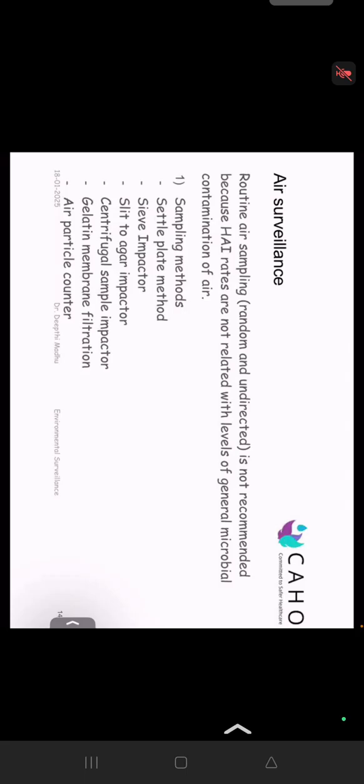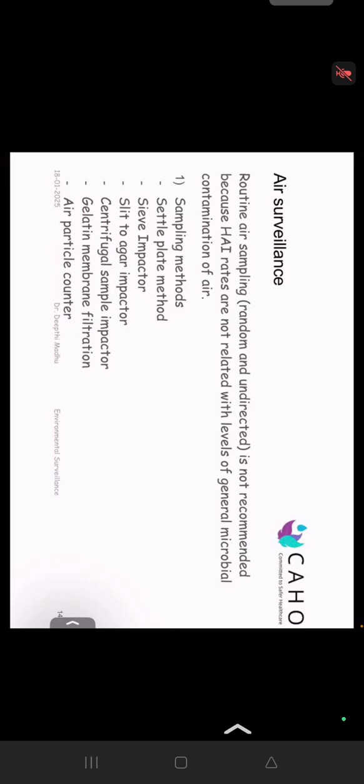So in air surveillance, routine air sampling, random and undirected, is not recommended because hospital-acquired infection rates are not related with levels of general microbial contamination of air. Do not do air sampling as a routine and random thing. Do it as a targeted methodology. Do it for specific sites and be very sure about what you're looking for. Randomly and aimlessly, do not do sampling.